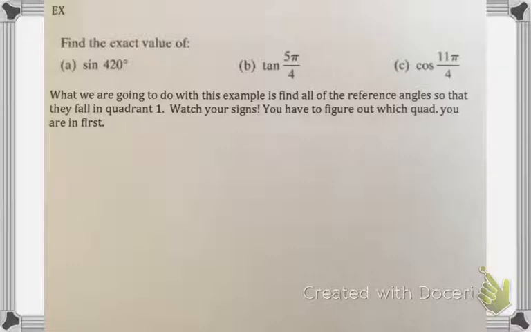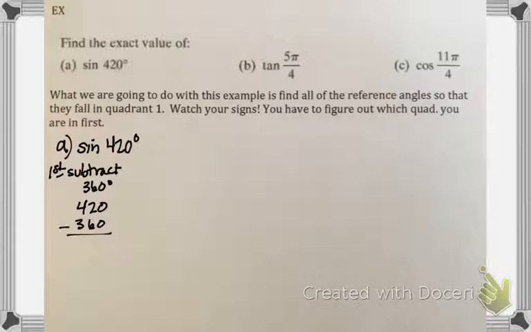All right. So let's go ahead and do this last bit of problems. So this is the last bit of the video. We have to find the exact values of sine of 420. So the first thing we're going to do is find what quadrant we are in. Since we're at 420, I don't know what quadrant I'm in, so the first thing I'm going to do is subtract out 360 degrees from that. So 420 less 360, that'll give me 60 degrees.